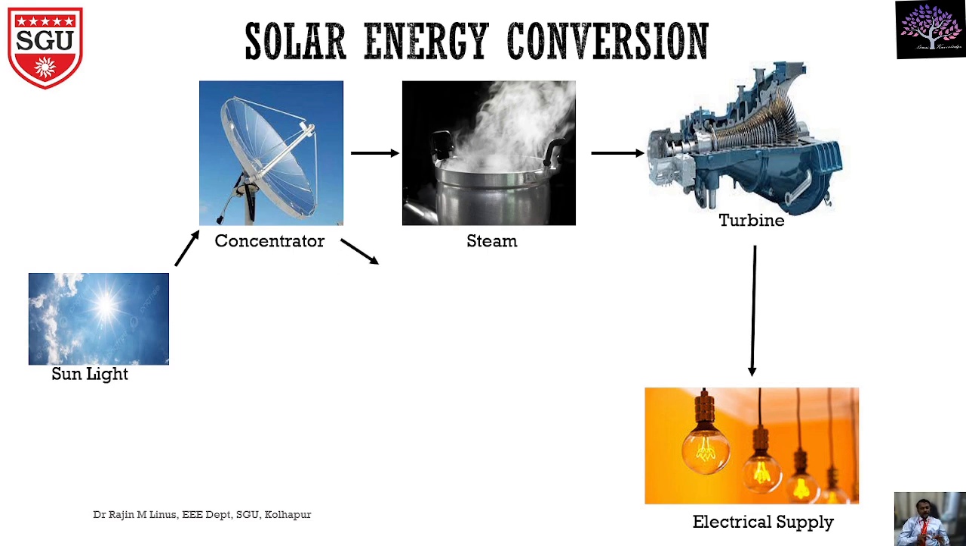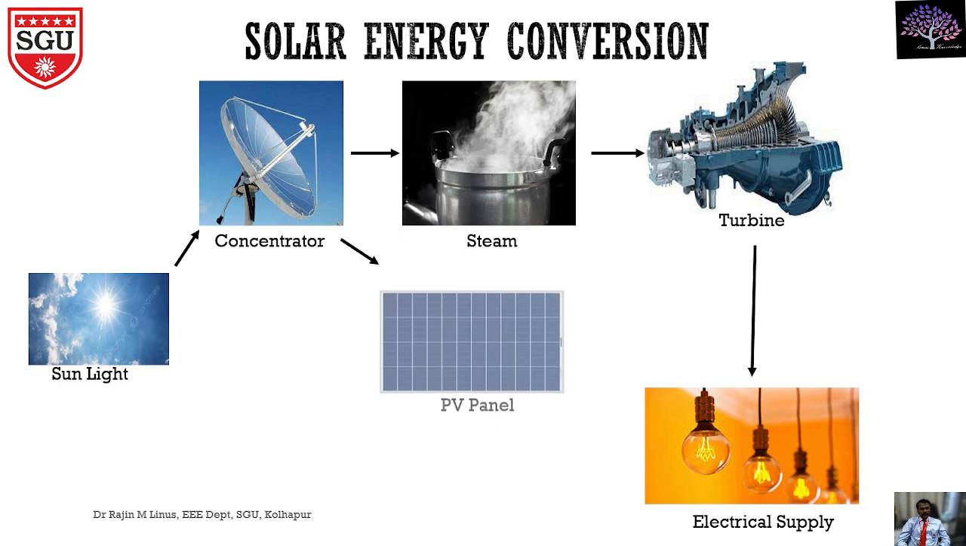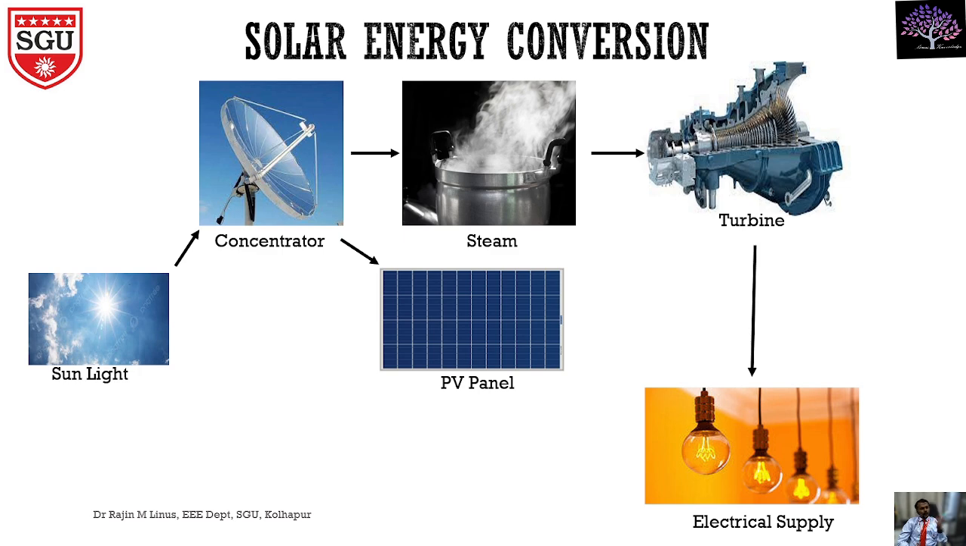Another way is that the sunlight will be passed on to the concentrator, and from the concentrator output, that light will be focused on the PV cell. So what will happen? The PV panel will produce the electrical output. So this is another way of collecting the sunlight and converting it to electrical energy. I hope you understand. First one is sunlight to concentrator, concentrator output to steam, then steam engine output to mechanical turbine, then turbine output to electrical by the generator.